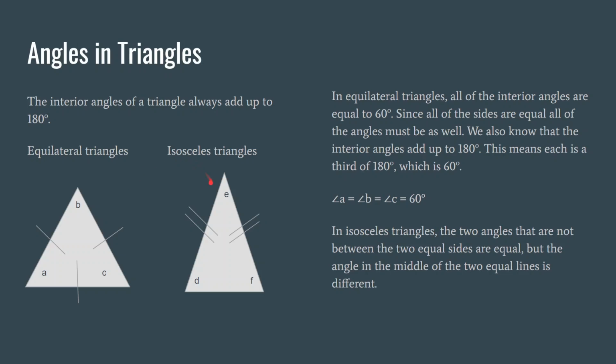In an isosceles triangle, the two angles that are not between the equal sides are equal. This means angle D is equal to angle F. However, the angle in between, which is angle E, is different.